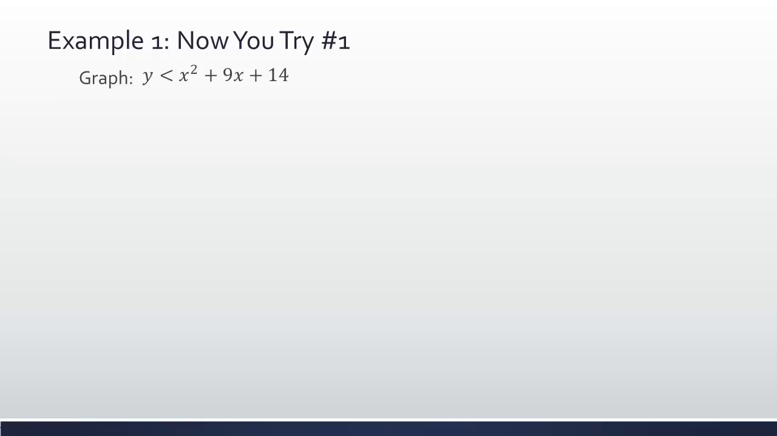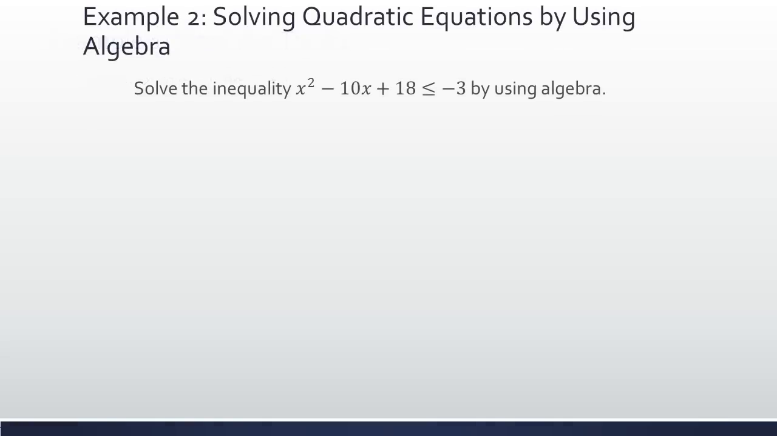Next, we're going to solve quadratic inequalities by using algebra. That was graphing, now we're going to do it algebraically. Here's our inequality: x squared minus 10x plus 18 is less than or equal to negative 3. We're going to write it as an equation so we can solve it. So instead of less than or equal to, it is now equal to.